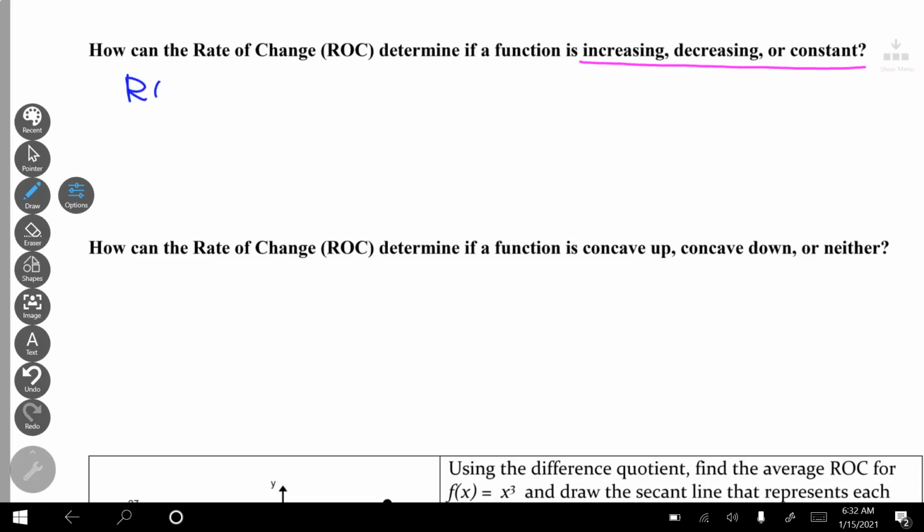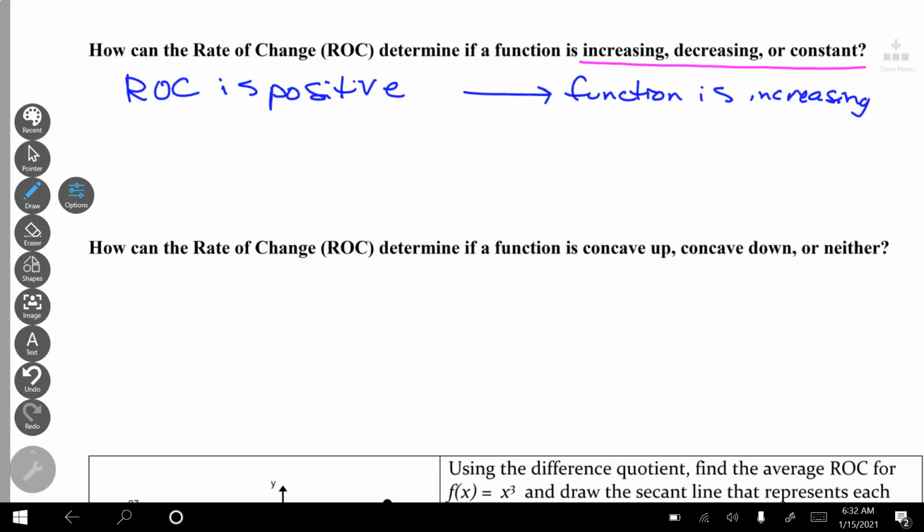If I have a rate of change that is positive, that means I have a function that is increasing. Obviously, if you have a positive slope, the line was going uphill. Well, guess what? It applies both ways. If I have a function that is increasing, that means I have a rate of change that is positive. Rate of change positive, increasing function, rate of change positive. They go hand in hand.